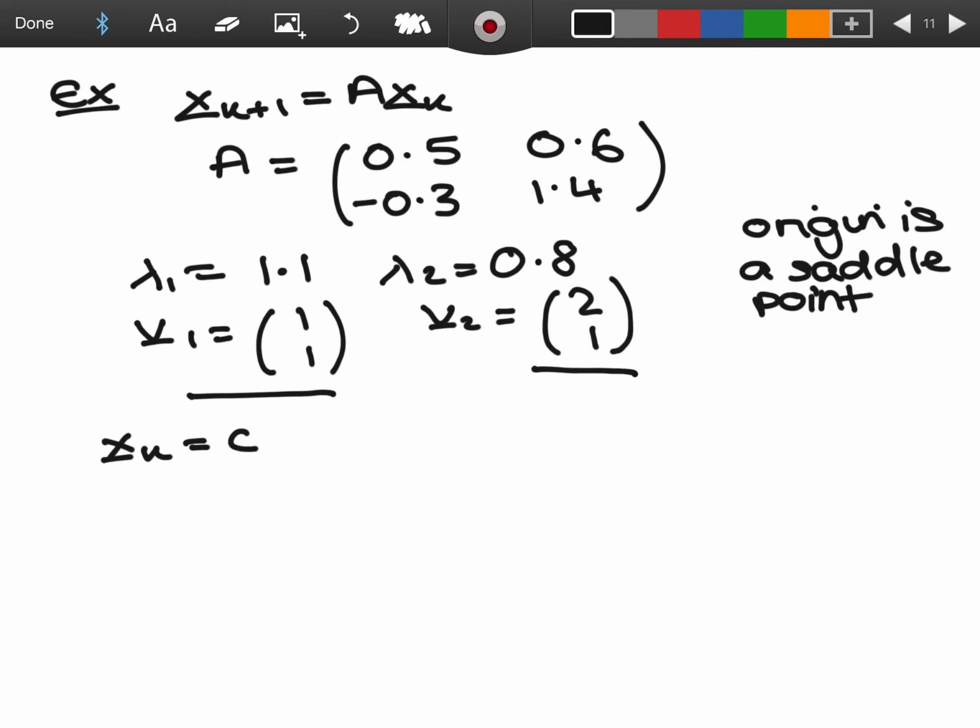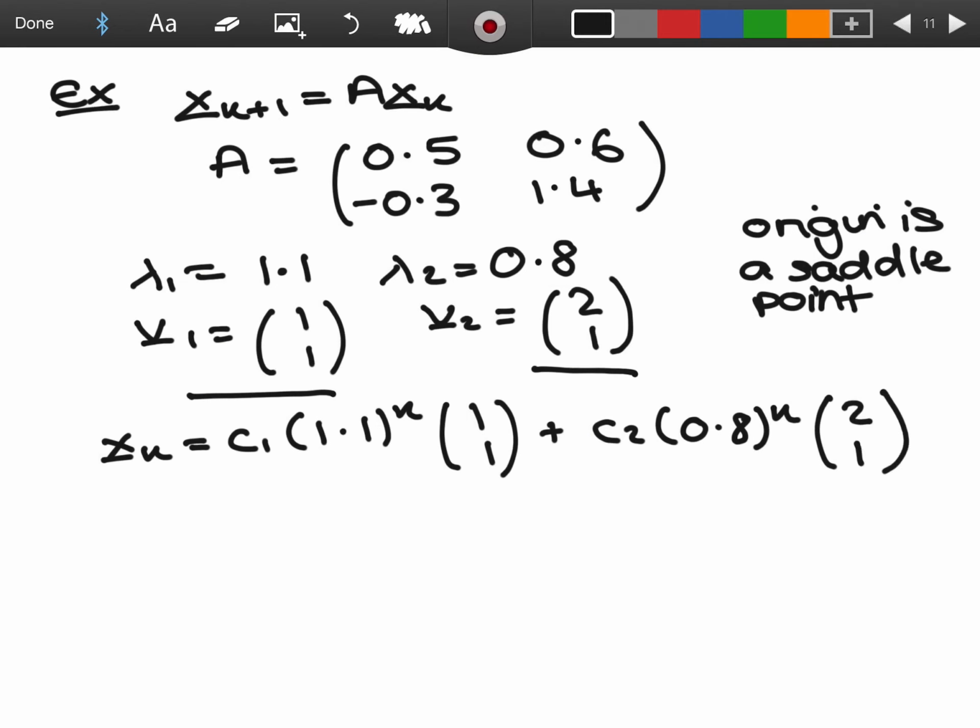Let's quickly write out our solution. It is 1.1 to the k times (1, 1) plus c2 times 0.8 to the k times (2, 1). So that's our solution. We know in this direction we're going to infinity, and in this direction we're going to 0.